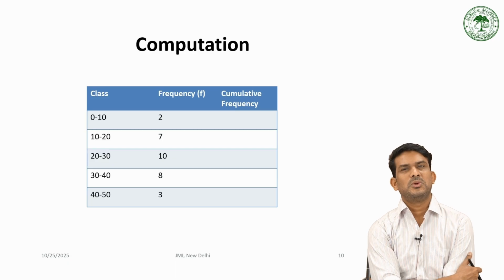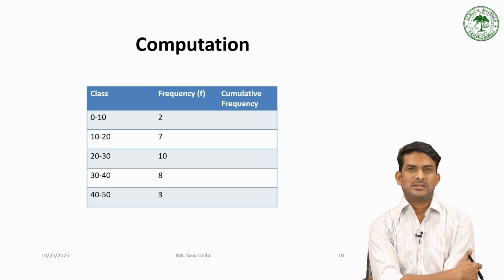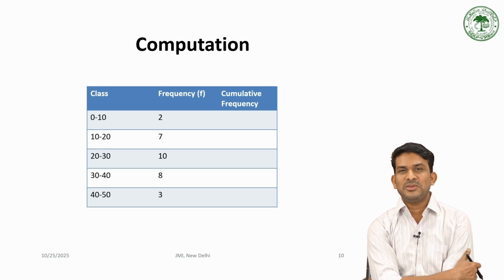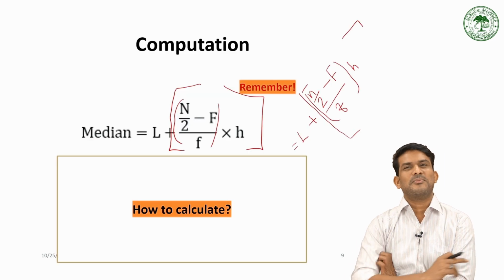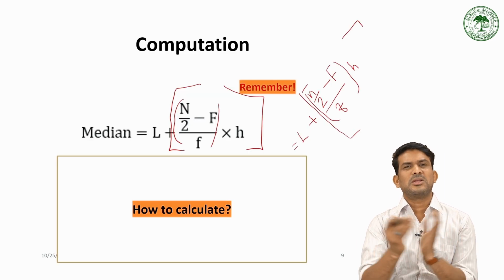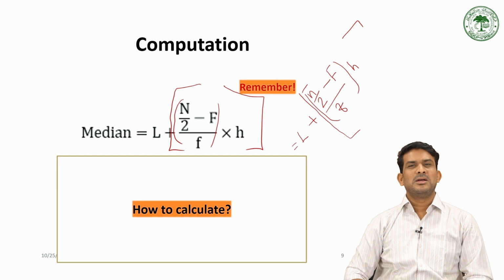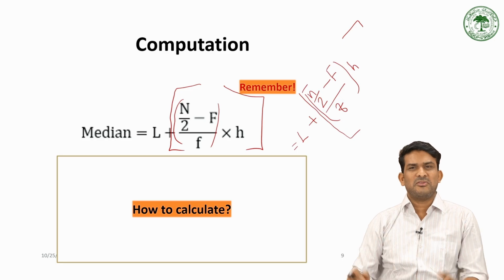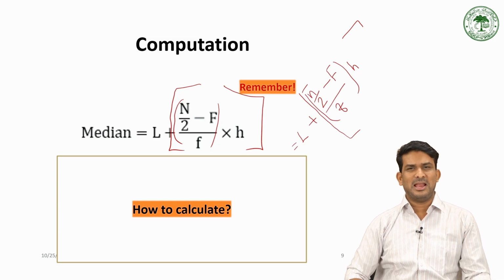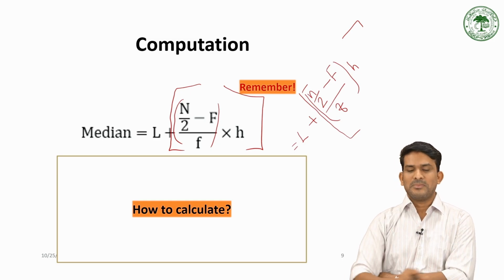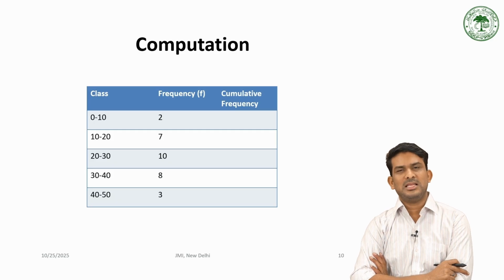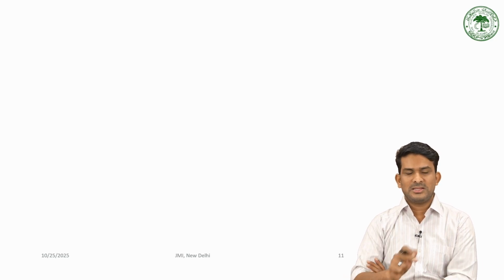Let us come to an example. But before the example, you may still have confusion about what I have mentioned. Some people who have a fear of mathematics must have got some confusion, because so many symbols are in the formula: N by 2, F, another F, H, L. So how do we identify them? Let me give you clarity before going to the computation.